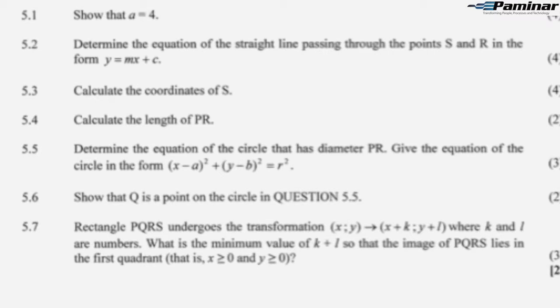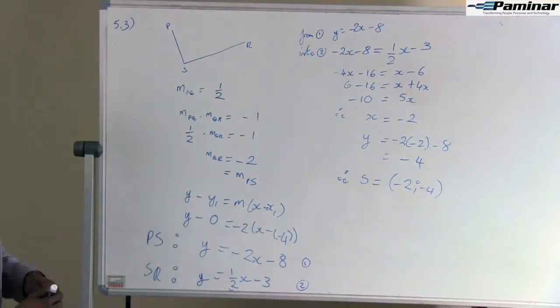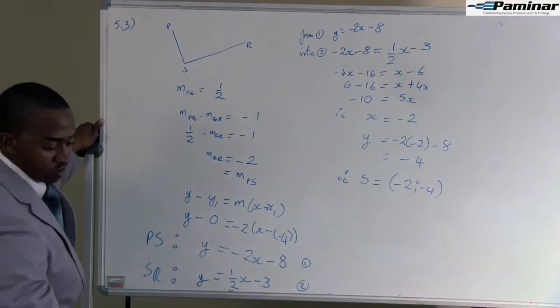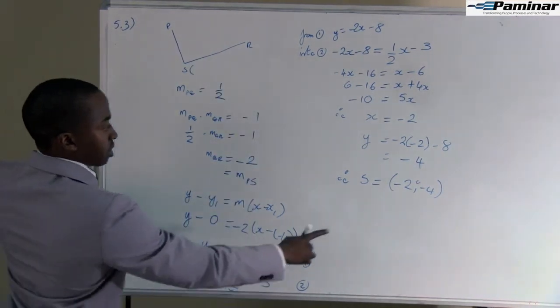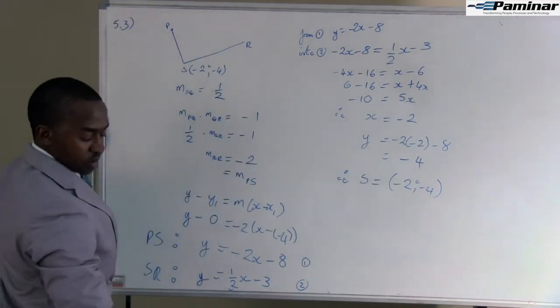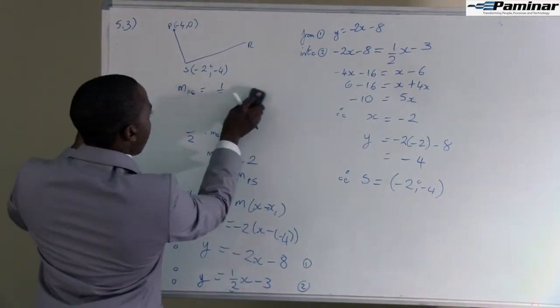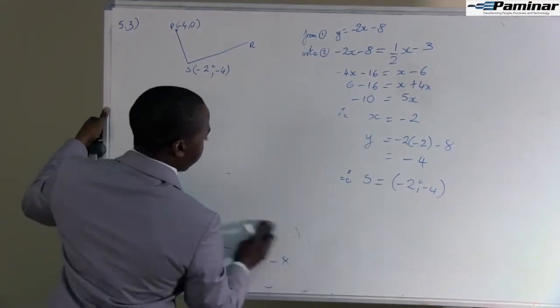Moving on to the last question of question 5, it says, rectangle PQRS undergoes the transformation (x, y) linking it to (x plus k, y plus l), where k and l are numbers. What is the minimum value of k plus l so that the image of PQRS lies in the first quadrant? Okay, so we can use our diagram here. We've got the points, we calculated what our point S was, and it was (minus 2, minus 4). And this point P is (negative 4, 0). Then let's try and see what is happening here by the criteria that they want us to solve this equation.